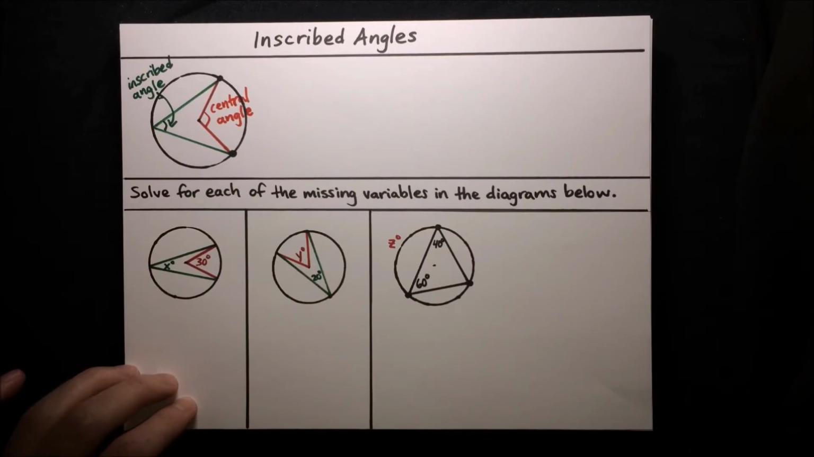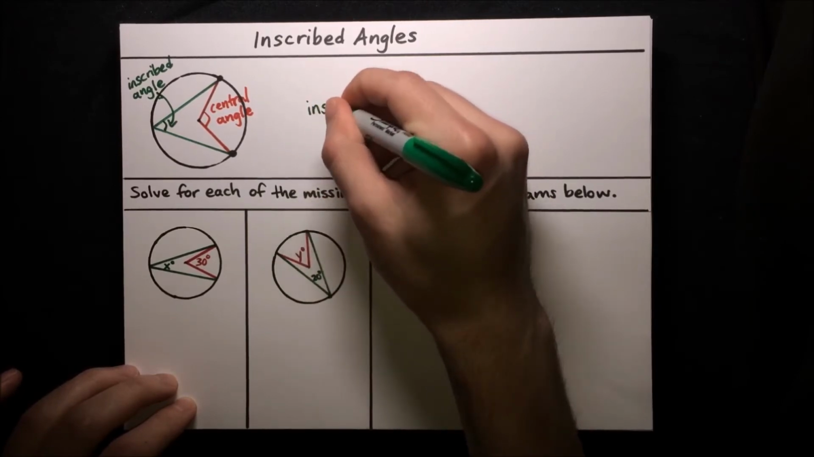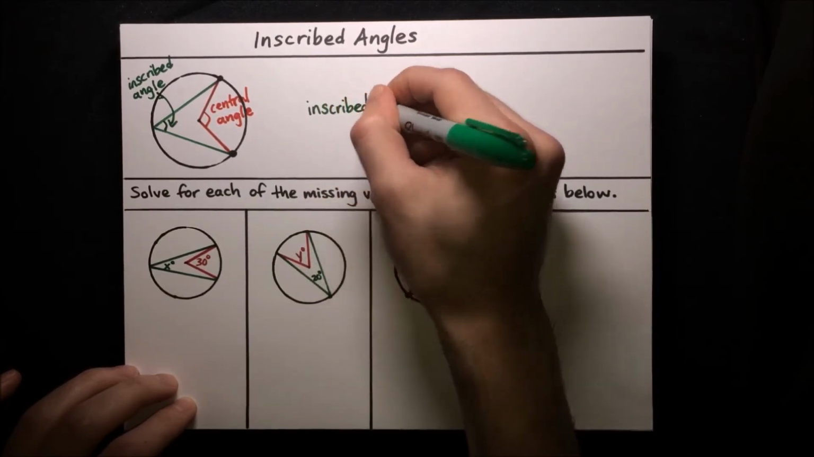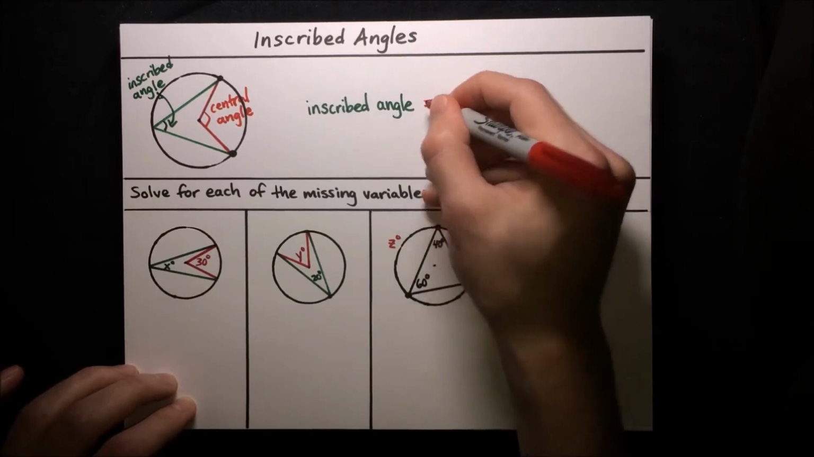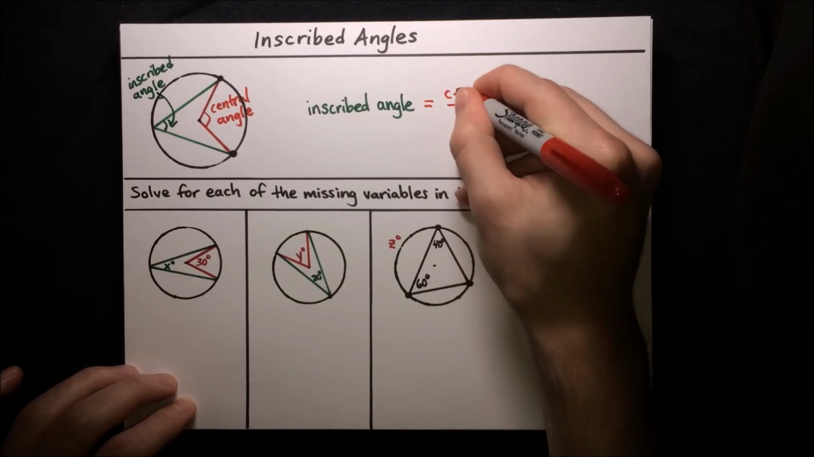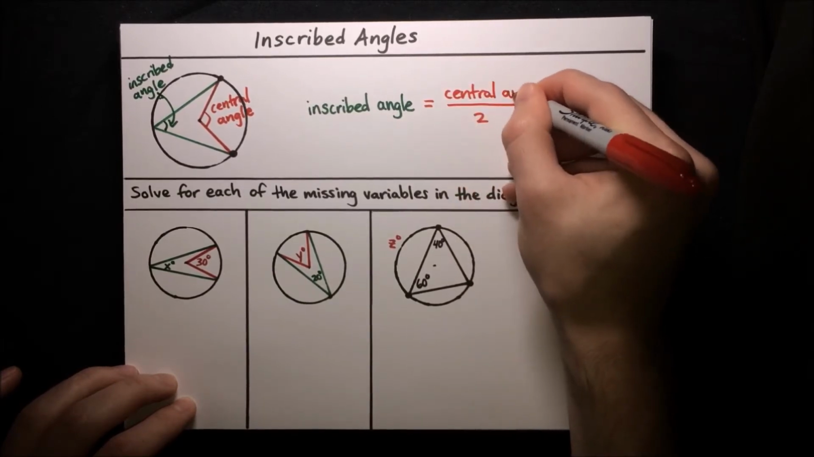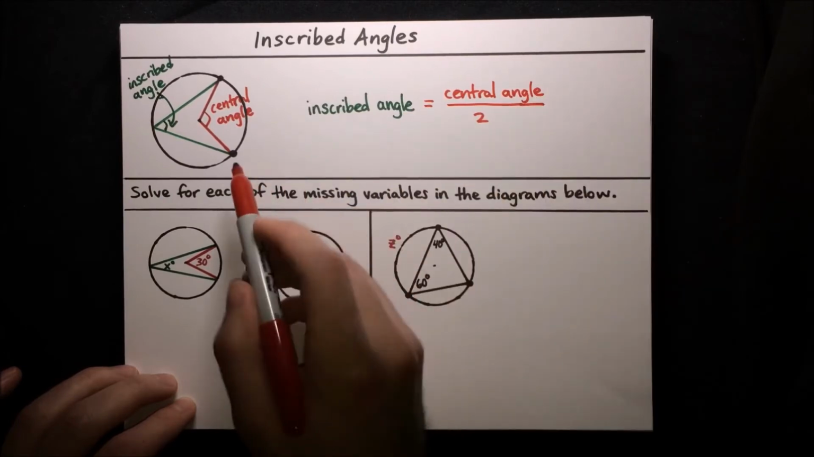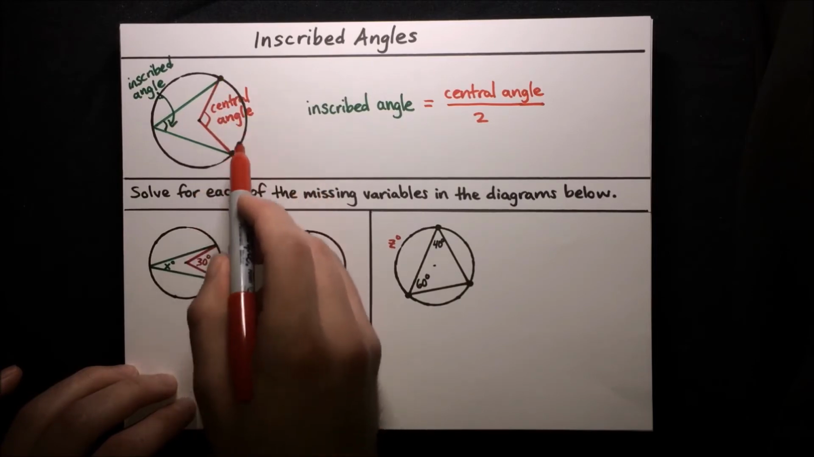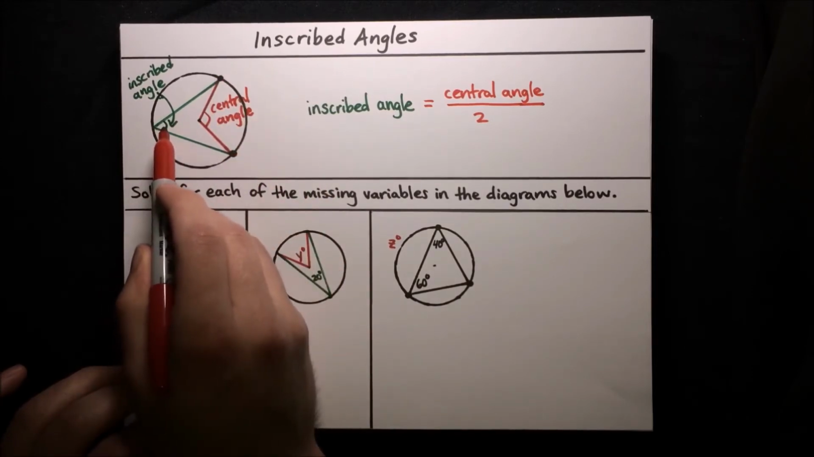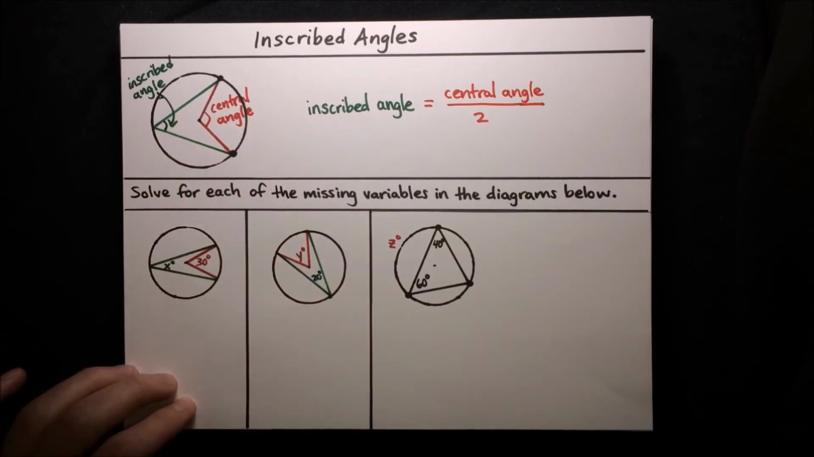Now there's a cool relationship between inscribed angles and central angles. The measure of an inscribed angle is related to the measure of the central angle, which intercepts the same arc. Actually, it's equal to a half of the central angle, which intercepts the same arc on the circle. So in this diagram here, because these 2 angles intercept the same arc on the circle right here, the measure of this inscribed angle is half the measure of the central angle. So let's go ahead and use this fact to solve for each of the missing variables in the diagrams below.